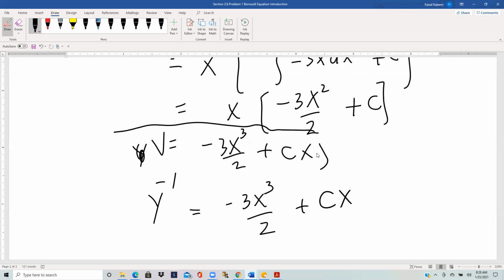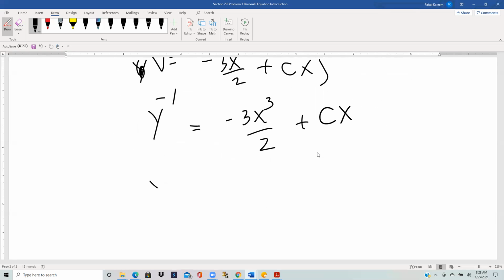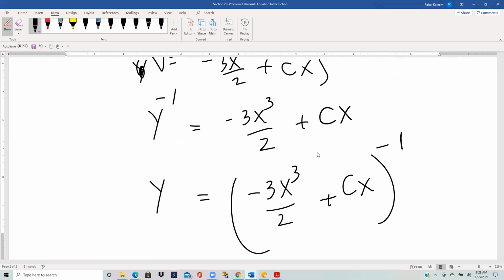And then you can find y from here. You raise both sides to power negative 1: y equals the quantity negative 3x cubed over 2 plus cx, to the power negative 1. So that is the answer.